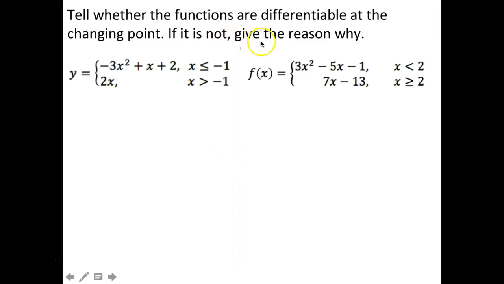Tell whether the functions are differentiable at the changing points. If it is not, give the reason why. Okay, so I'm going to check if these things are differentiable. Remember, we have to start out with the first rule, and the first rule is, does it have a limit as x approaches -1 for the function f of x?